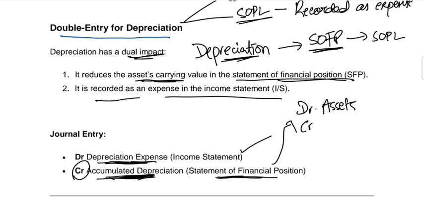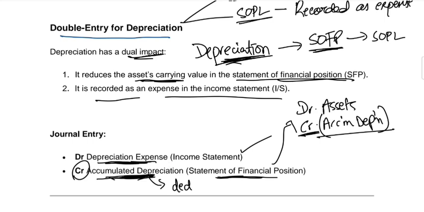So when you say debit assets and credit accumulated depreciation, what essentially it means is that we are reducing the value of the asset. This credit balance is going to go to the debit balance and it will eat it away. So the assets are sitting as debit, the depreciation goes there as credit and eats away, and then it goes to the statement of profit or loss. That is the reason why it's a credit balance, credit accumulated depreciation, because this is a deduction to the debit balances of the asset in the statement of financial position.